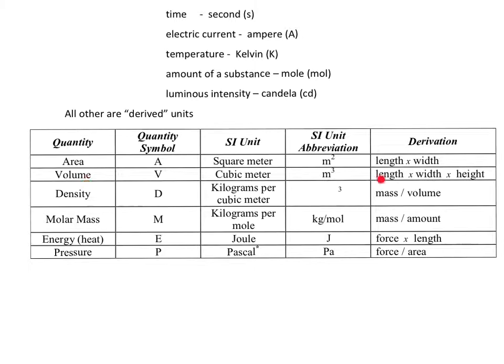Similarly, volume would be length times width times height. So meter times meter times meter, which would be meter cubed, or a cubic meter. And so again, this is a derived unit.